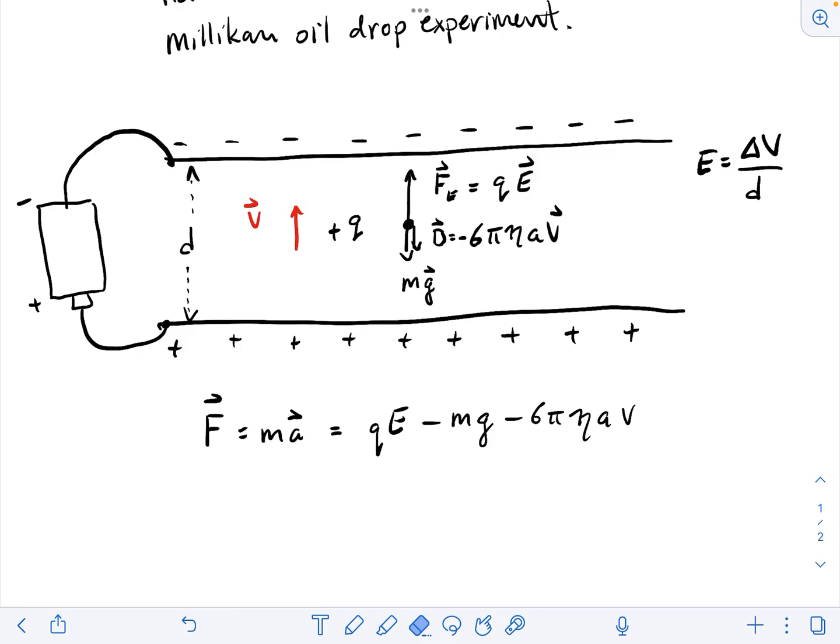Okay, so what happens is if this droplet is moving up, and let's suppose it starts from rest and accelerates up.